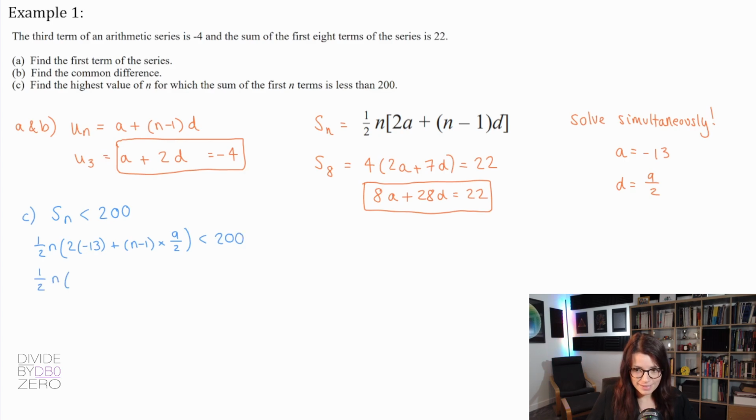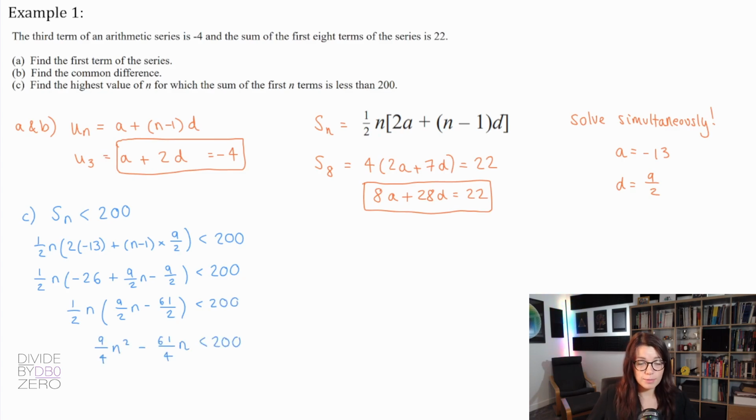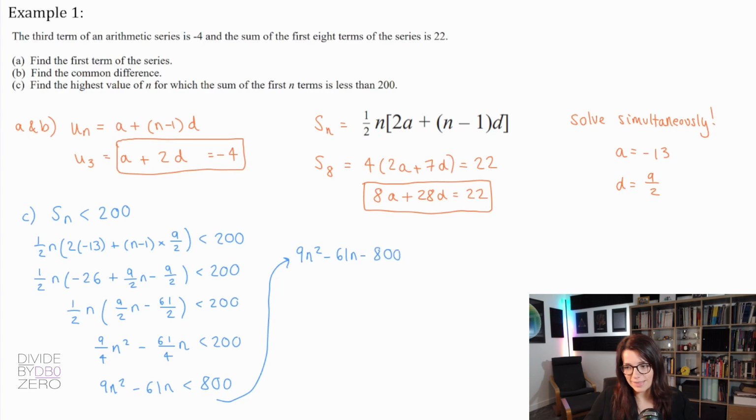If we expand and simplify this, we get this. Simplifying further gives this, and then expanding again gives you this. At this point, I'd probably times everything by 4 to get 9n squared minus 61n is less than 800. And then we can rearrange this into a standard looking quadratic inequality. So 9n squared minus 61n minus 800 is less than 0.